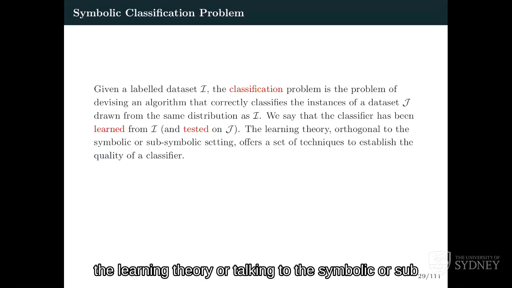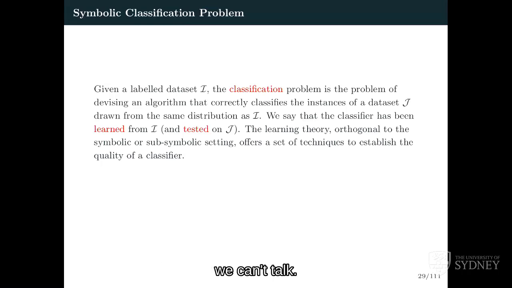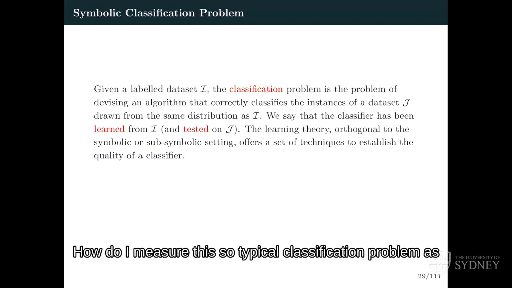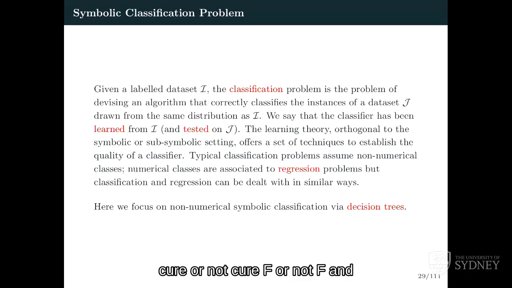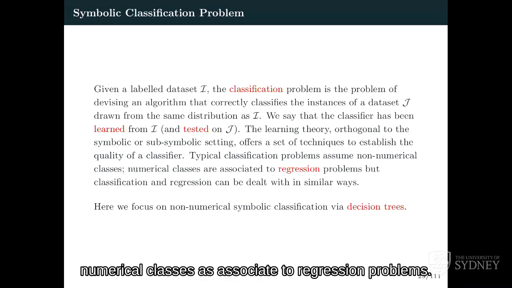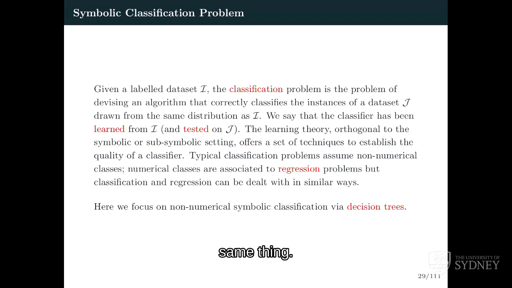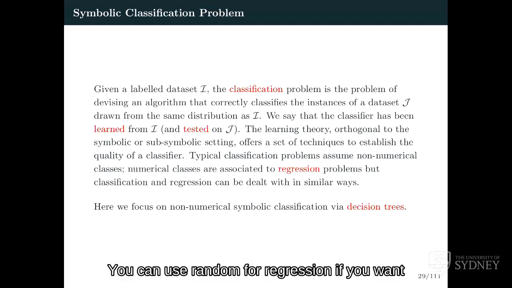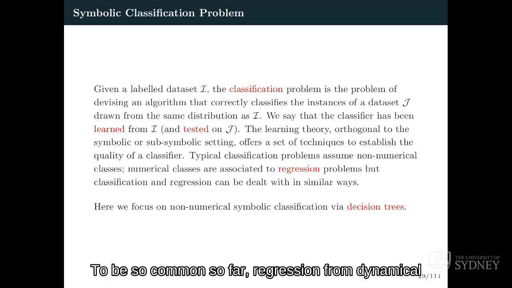Learning theory, orthogonal to the symbolic or subsymbolic setting, offers a set of techniques, of which we've got to agree on the terminology, otherwise we can't talk, to establish the quality of the classifier. How do I measure this? So, a typical classification problem assumes non-numerical classes, like we said before: dead or alive, cure or not cure, fell or not fell, and numerical classes are associated to regression problems. Now, what I'm saying here is that we only do classification, but in the supervised setting, doing regression is basically the same thing. You can use decision trees for regression if you want to. You can use random forests for regression if you want to. There is a concept of information in the regression problem, just as there is a concept of information in the classification problem. Everything we've done can be used for regression. It just didn't happen to be so common so far.